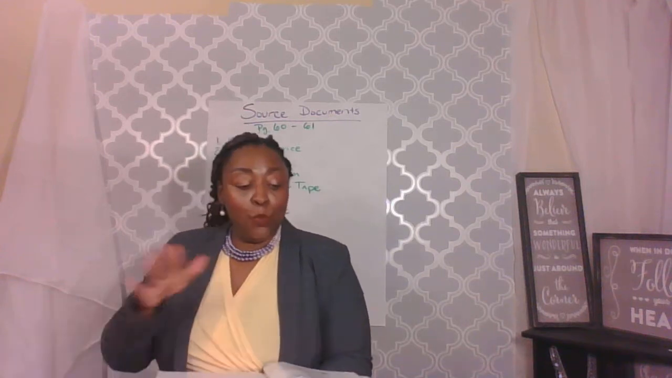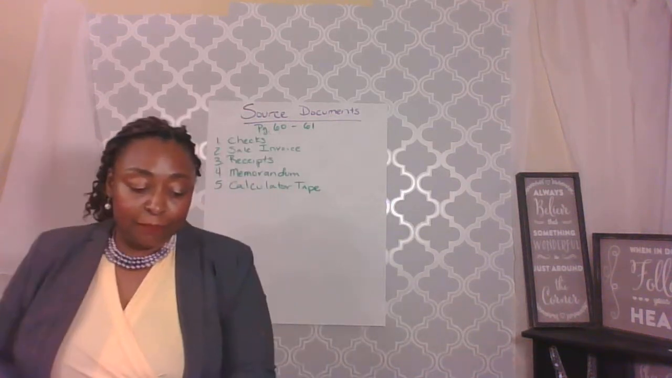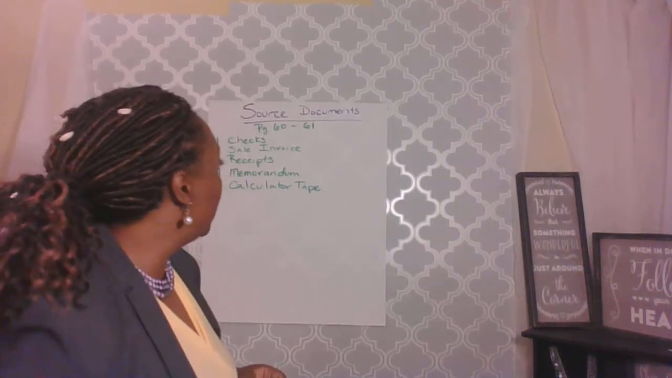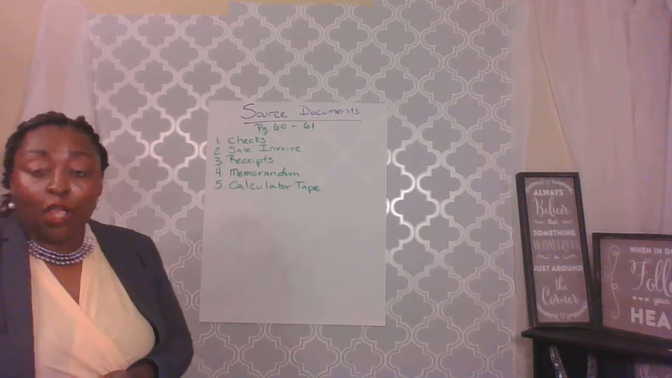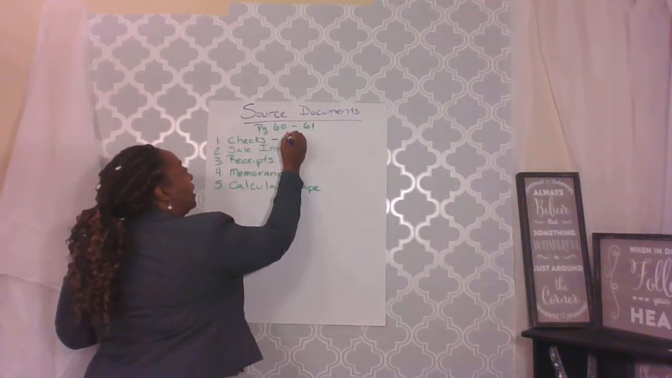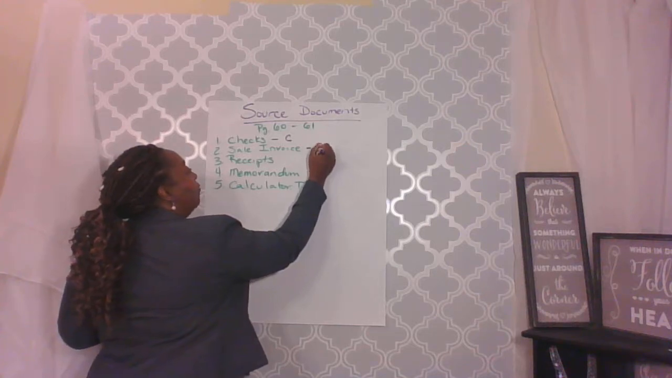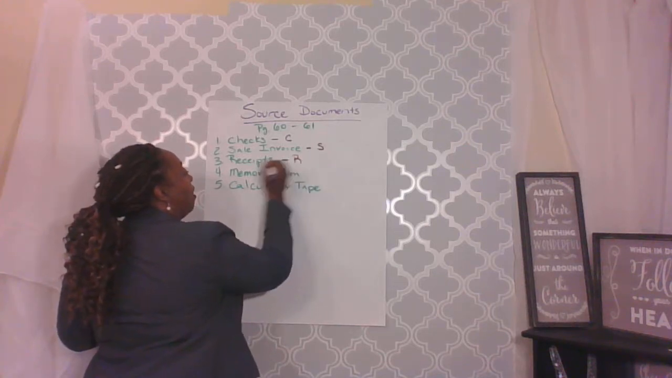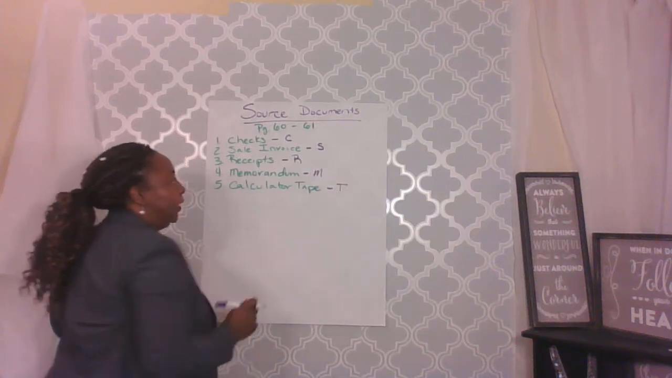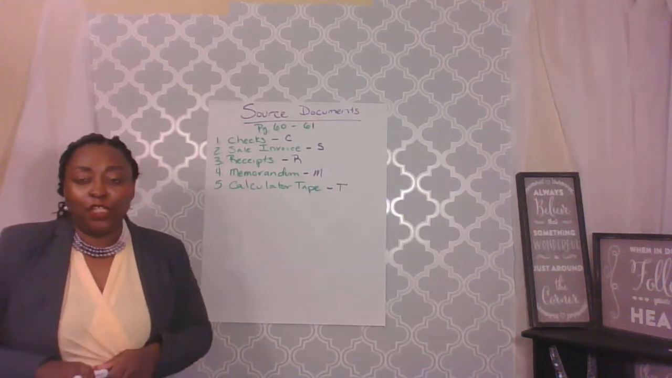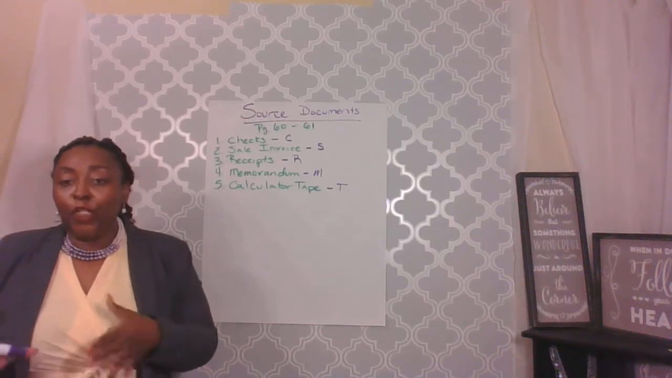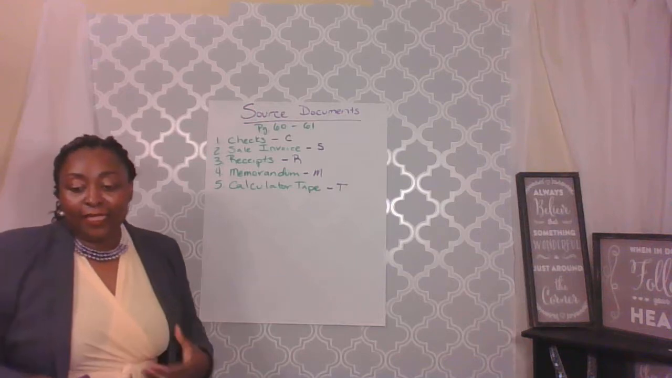They also need to be able to read the source document. All the source documents have abbreviations, so I also teach that concept at this point. I tell them checks is C, sales invoice is X, receipts are R, memorandum is M, and calculator tape is T. Those are the abbreviations for each. Then we go through each one of the source documents in the textbook.